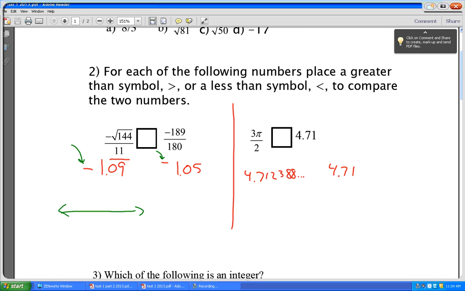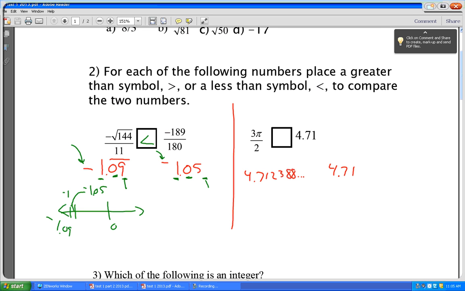So if we were to make a number line, here's 0. Now, they both have a -1 in it. Okay, so let's just say there's -1. They both have a 0 as the next digit and a 9 versus a 5. So the -1.09 is there, and the -1.05 is right there. So the -1.05 is larger, it's farther to the right.